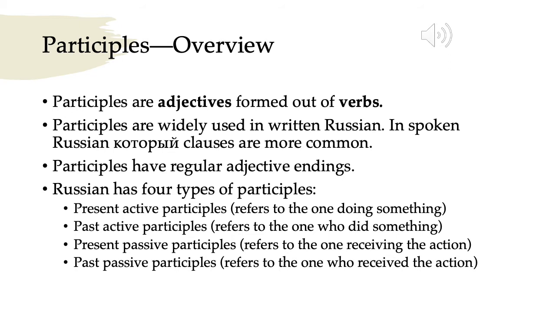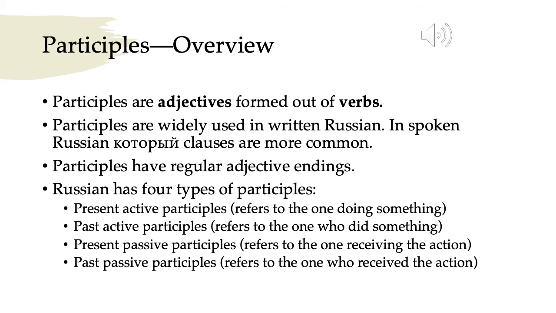Russian has 4 types of participles, and we're going to go through them one by one. So there are present active participles, and these are participles that refer to the one doing something, like the man walking the dog. There are past active participles, which refers to the one who did something in the past, like the man who walked the dog. In Russian, you could do that with a participle instead of a который clause. Present passive participles refer to the one receiving the action, like the book that is being read, or the person who is being seen, or something like that.